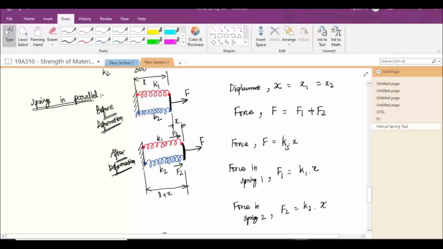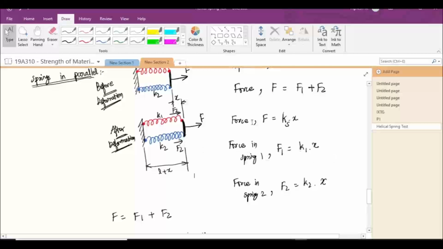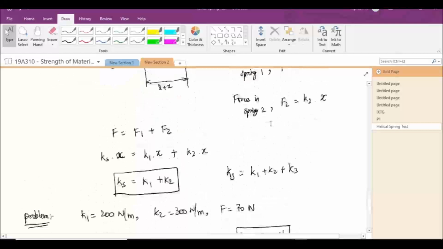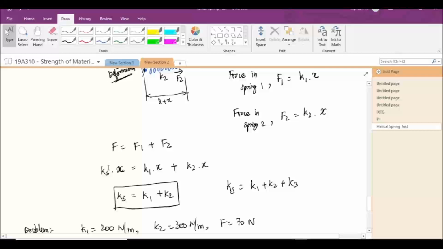Force in the first spring is the stiffness of the first spring into the displacement of the first spring, which is also x. And the force in the second spring, which is F2, is the stiffness of the second spring into the displacement of the second spring, which is also x here. Now we know F is equal to F1 plus F2. If I substitute these formulas here, F is equal to Ks into x is equal to K1 into x plus K2 into x. If I divide this entire equation by x, x will get cancelled out. So the final formula is Ks is equal to K1 plus K2.